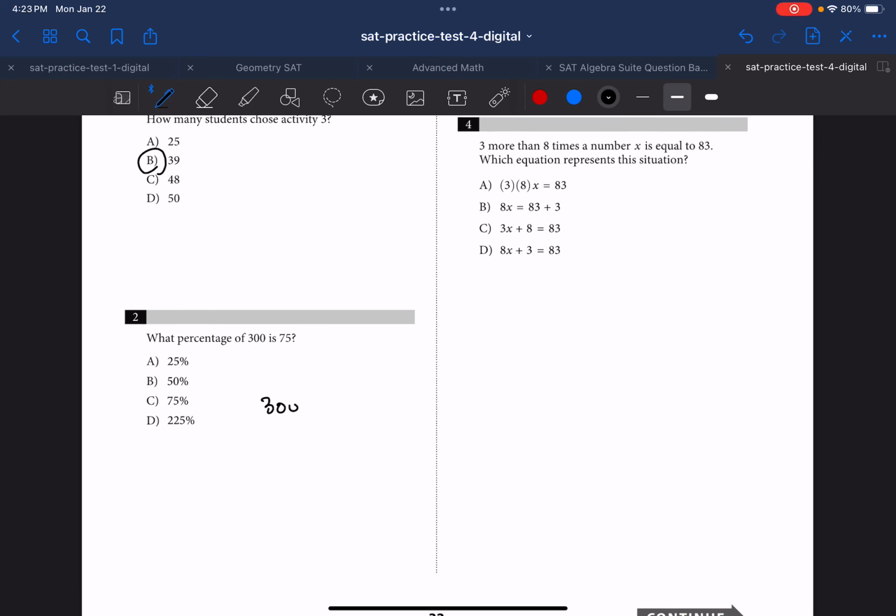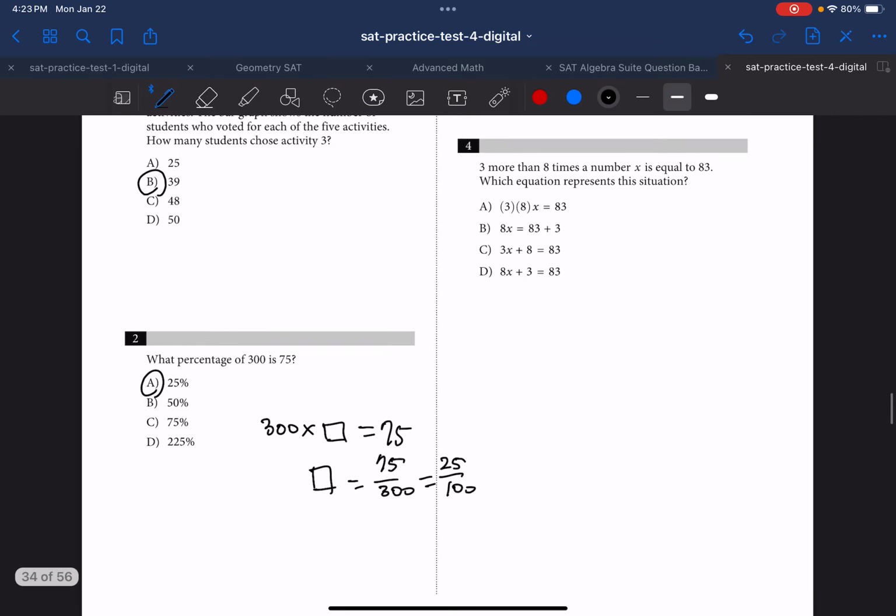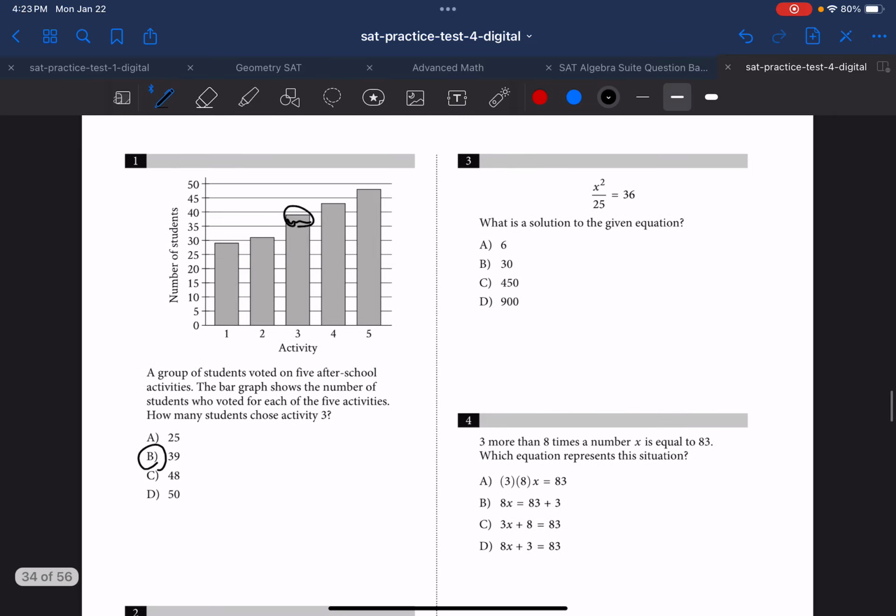So 300 times something percentage is equal to 75. Something is, if we divide both sides by 300, 25 over 100. So it'll be 25% because we divided both sides by 3.